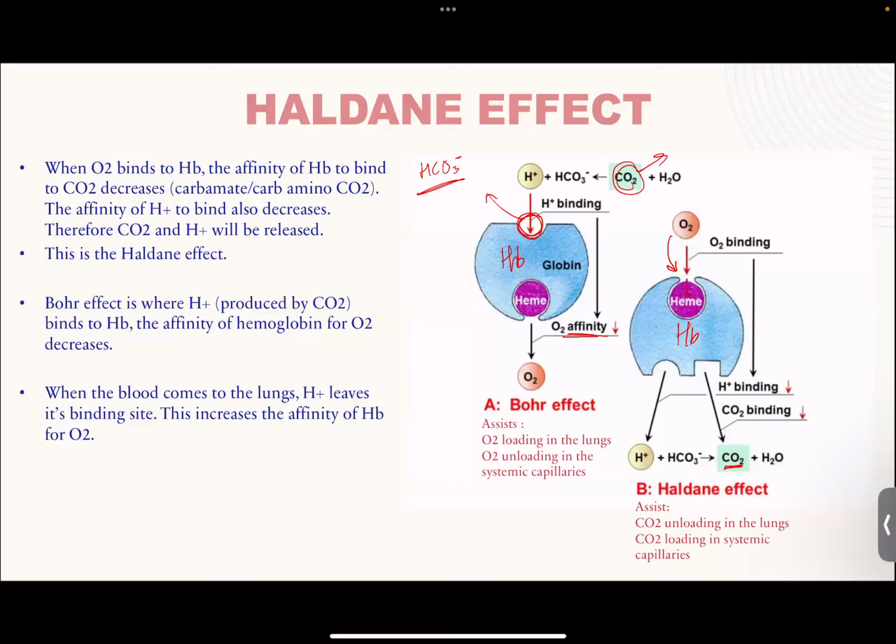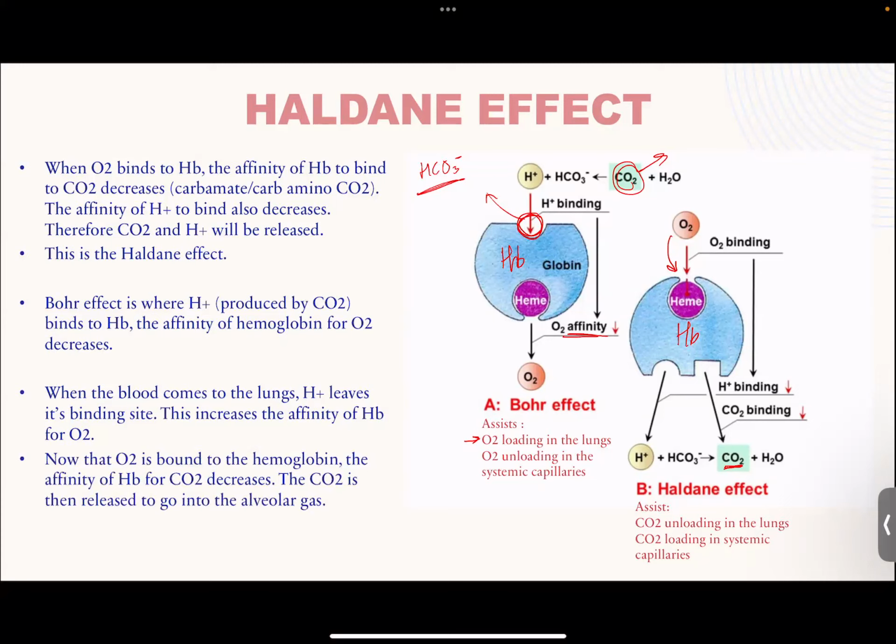So when the H plus leaves its site, what's it going to do? Decrease in H plus concentration means higher affinity for oxygen. So when you're in the lungs, this is going to increase the affinity of the hemoglobin, which is good. You want to load the hemoglobin with oxygen in the lungs, which is this Bohr effect. It's O2 loading in the lungs. Now that the oxygen is bound to the hemoglobin, the affinity of hemoglobin for CO2 decreases, so the CO2 is released into the alveolar gas.